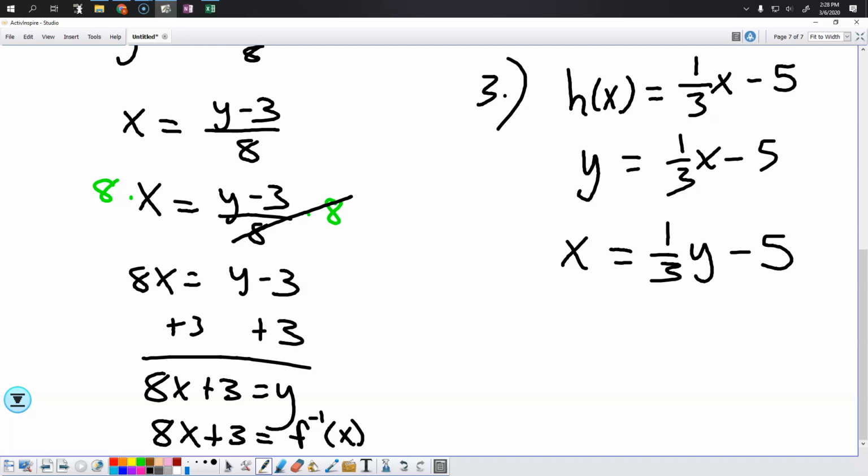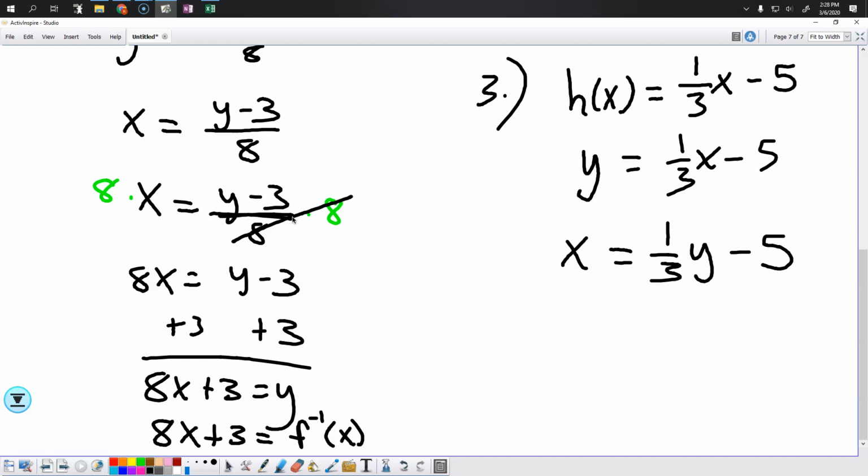All right, so replace h of x with y, switch the x and y. Okay, now for this one, you guys, over here we multiplied both sides by 8. Did you guys notice how the whole thing was over 8 though? Over here, only the 1 is over 3. So the way we're going to handle it is a little bit different. What do you guys think we would do to solve?